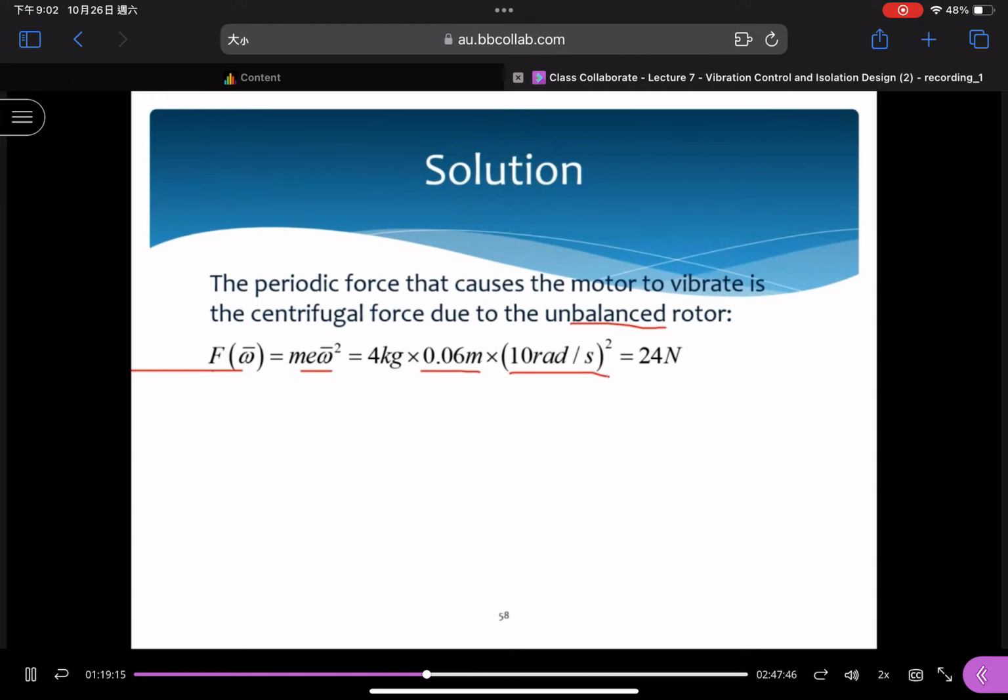And what's the external frequency? External frequency is 10 radian per second. This is the angular frequency, so the unit is in terms of radian per second. And the unit of force is Newton. Based on these three parameters, we got the answer is 24 Newtons. Any problem?